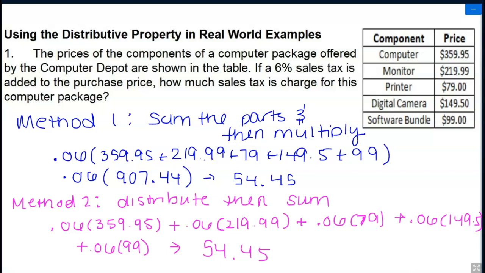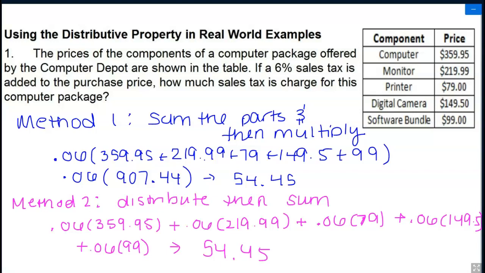So you have to decide, okay, which method do I like more? Or you have to ask yourself, okay, which method is better for this problem? There are times when method 1 is the more logical choice. In this problem, I think method 1 makes more sense. It's a lot less typing, and there are a lot fewer chances you're going to make an error.